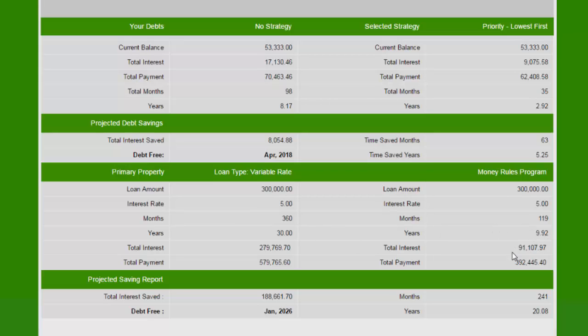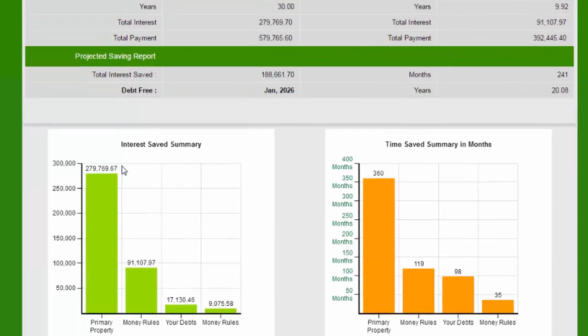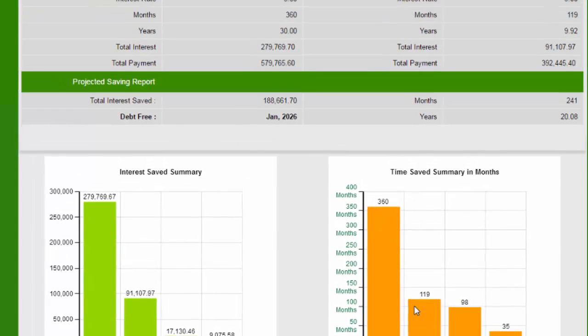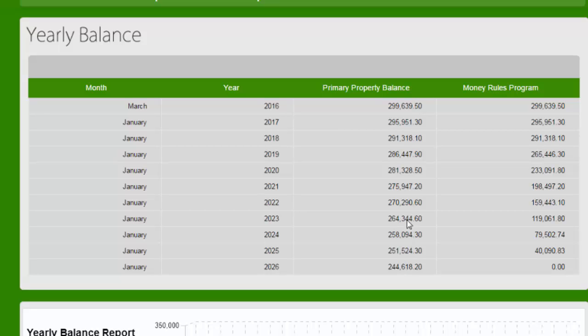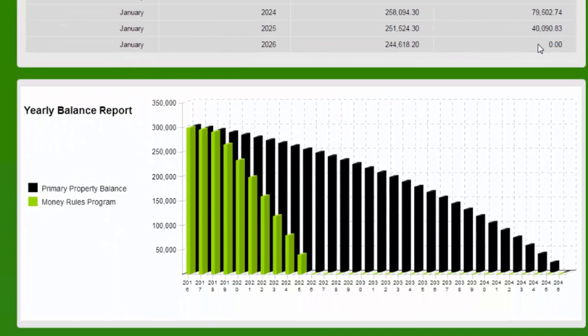They're going to pay $91,000 in interest. They're going to save $188,000 in interest, and they're going to save 20 years. Instead of $280,000, they're going to be paying $91,000. Instead of 30 years, they're going to be paid out in just under 10 years. Here is the conventional mortgage payment schedule, and here is the money rules payment schedule. So you can see they'll be paid out in 10 years. Instead of the conventional 30 years, they will be paid out in 10 years. Which would you rather have?